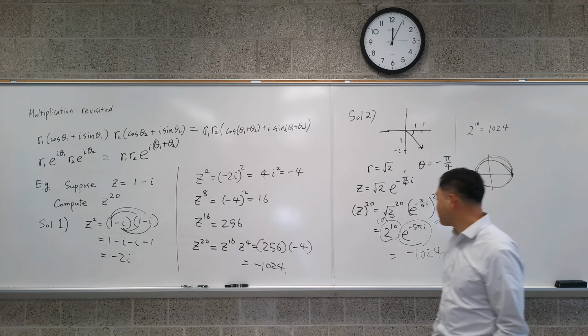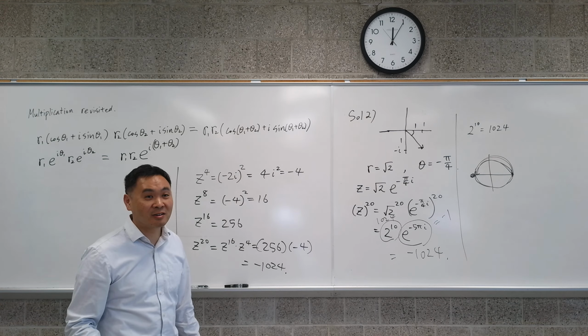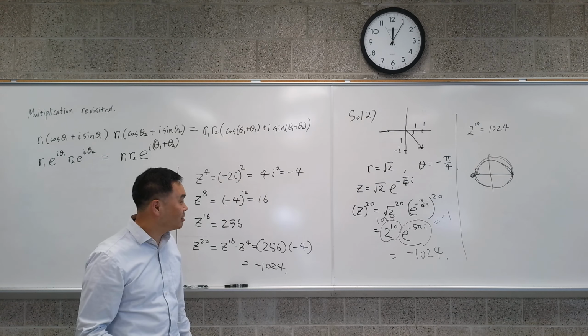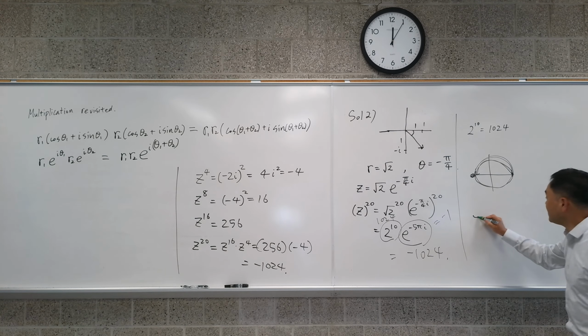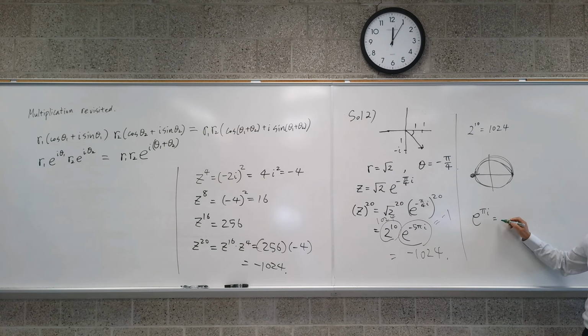Okay. How did you get negative 1 for e to the negative 5 pi i? So e to the pi i is what? Pi is this angle, right? So you get a number in this direction of size 1. This will always have size 1 unless you have something multiplied in front, right? So going this way, size 1, that's negative 1.